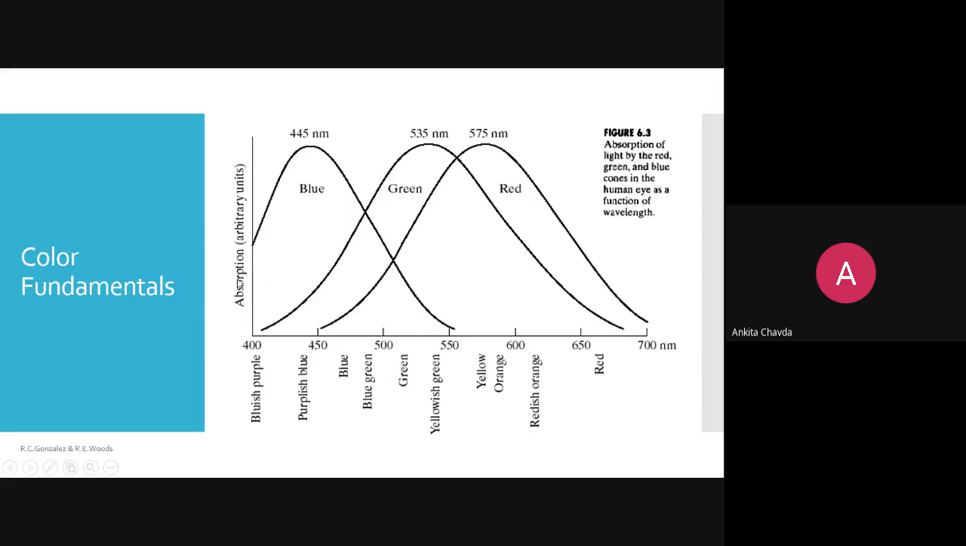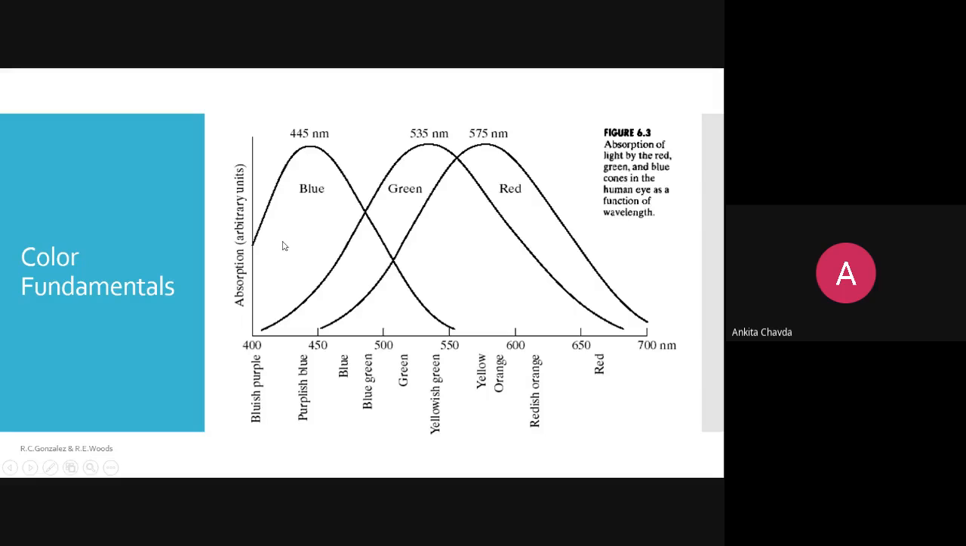This is absorption, in arbitrary units. This is the range of colors: 400 is bluish purple, and at 450 it is purplish blue, known as violet. This is blue, blue-green, green, yellowish green. Here together, this is only yellow, only orange, and this is reddish orange. It is not purely red, not purely orange, but a blending of orange and red. And finally red, from 650 to 700.